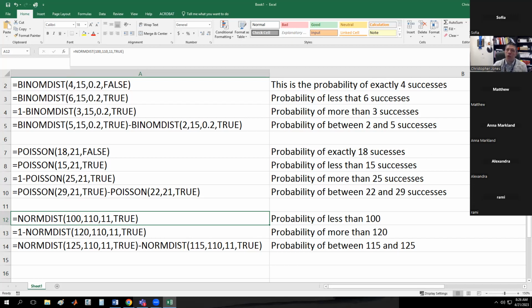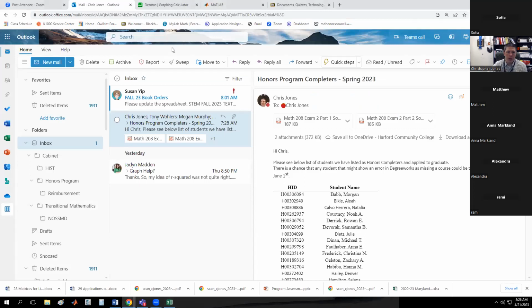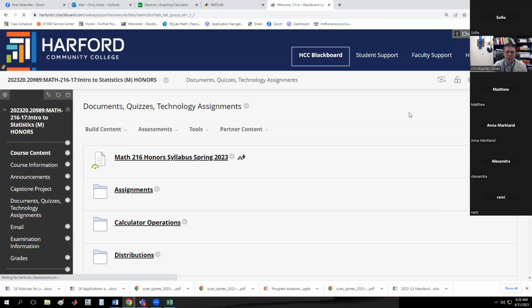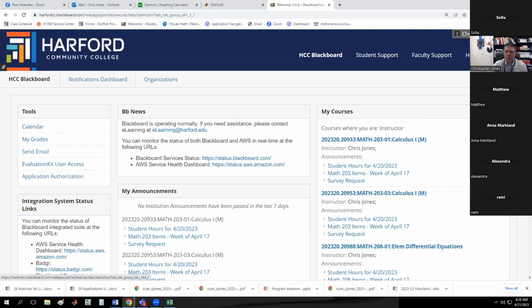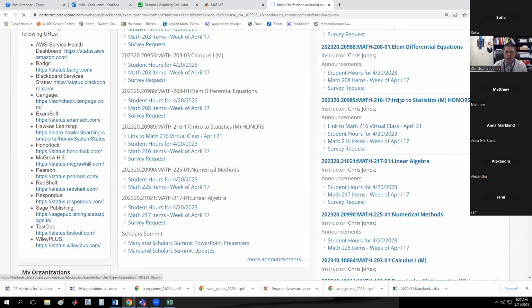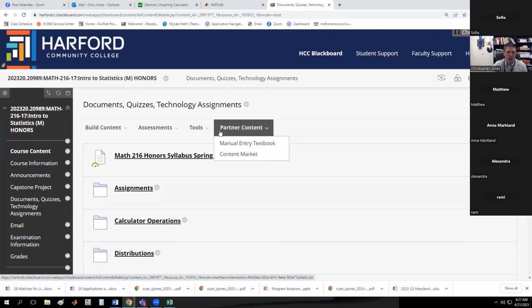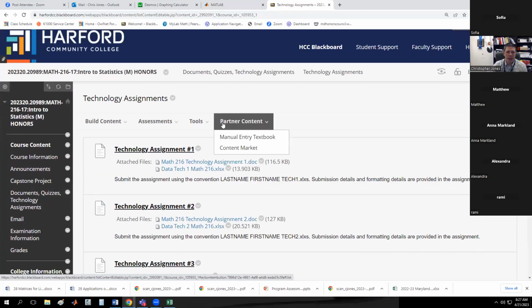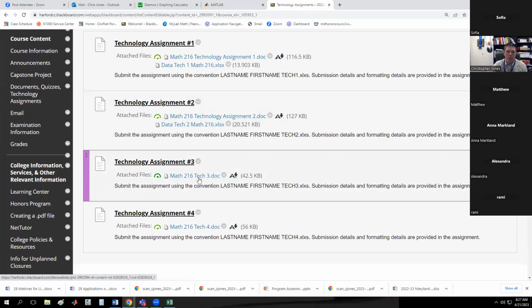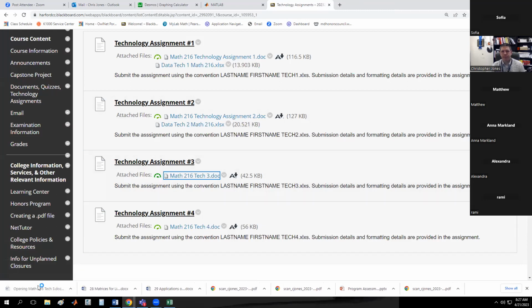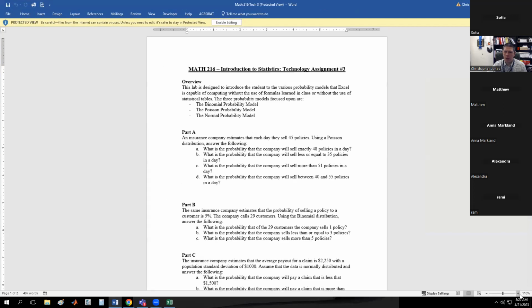All right, folks, really quickly, just to remind you guys where to find this. Let me bring up my Blackboard. So what you do is you go to Blackboard, you go to Intro Stats, you go to Documents, Quizzes, Technology Assignments. You're going to scroll down to Technology Assignments and go to Assignment 3. Let me bring it up so that you guys can see it. And here it is. Let me blow it up a little bit.